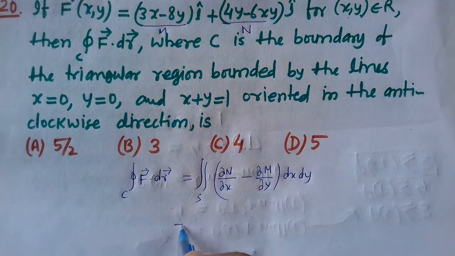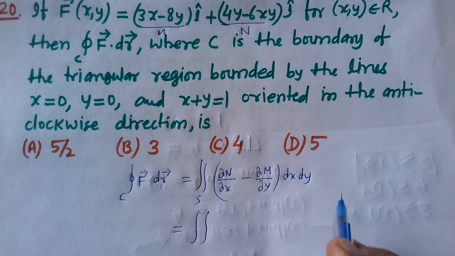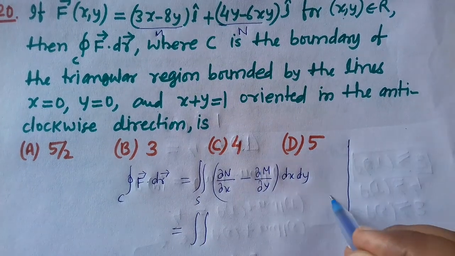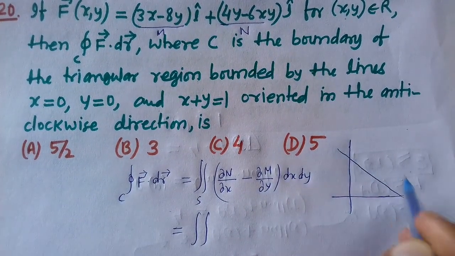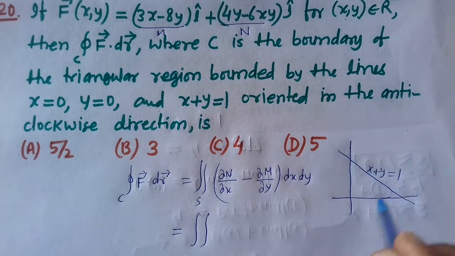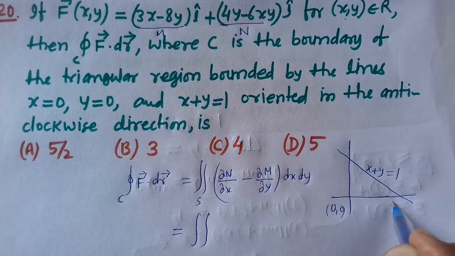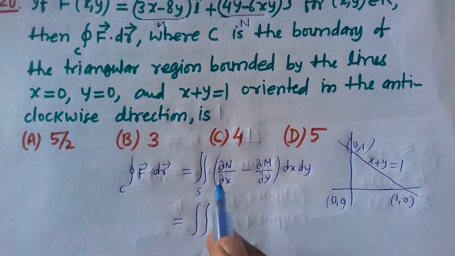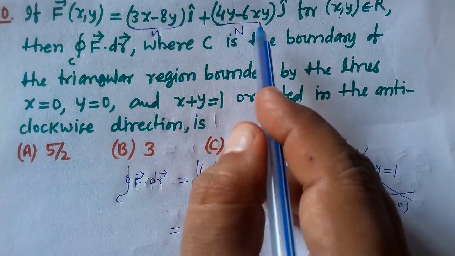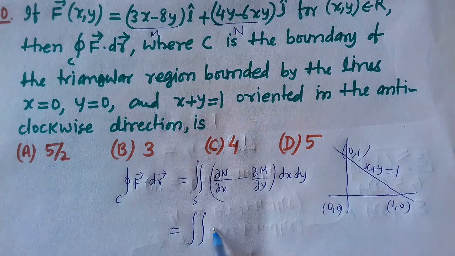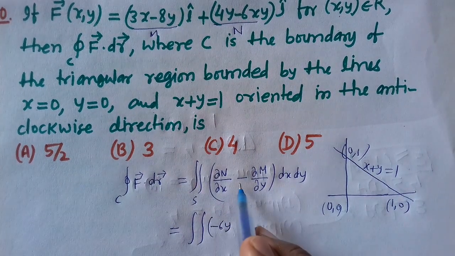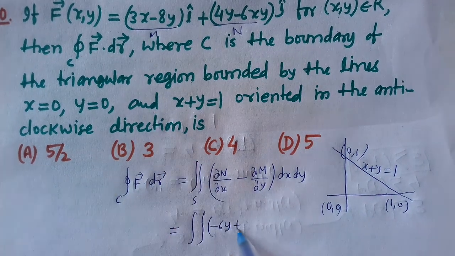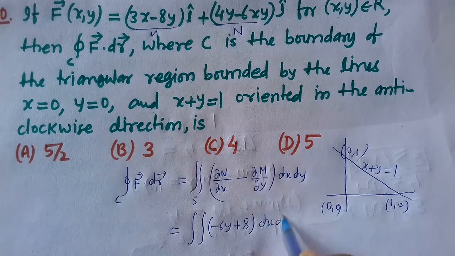Now replacing the values, if you draw the graph of these three, you have this line x plus y equals 1. Here will be (0, 0), here will be (1, 0), and here will be (0, 1). Now del N by del x, we have to differentiate this with respect to x. This will be minus 6y, and after that minus del M by del y, this will be minus 8, and this minus will be plus 8, dx dy.